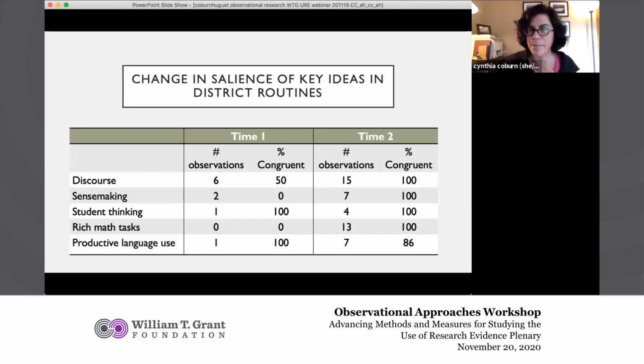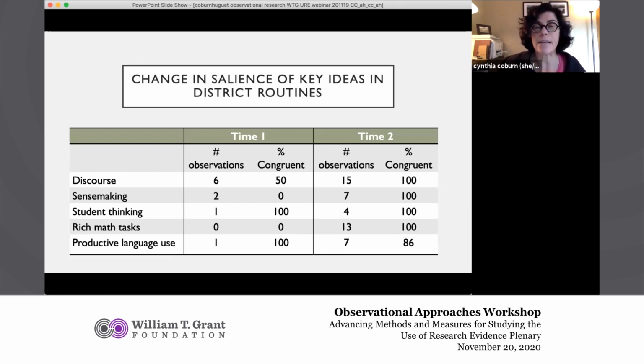This comes from a table from a paper, and I actually reduced it way down just so you could see it. On the left, you can see discourses are shorthand for that big idea. But there are other big ideas here. I think we had 10 big ideas that we tracked. And the N is the number of observations where these ideas showed up, and the percent congruent of the mentions in that observation.